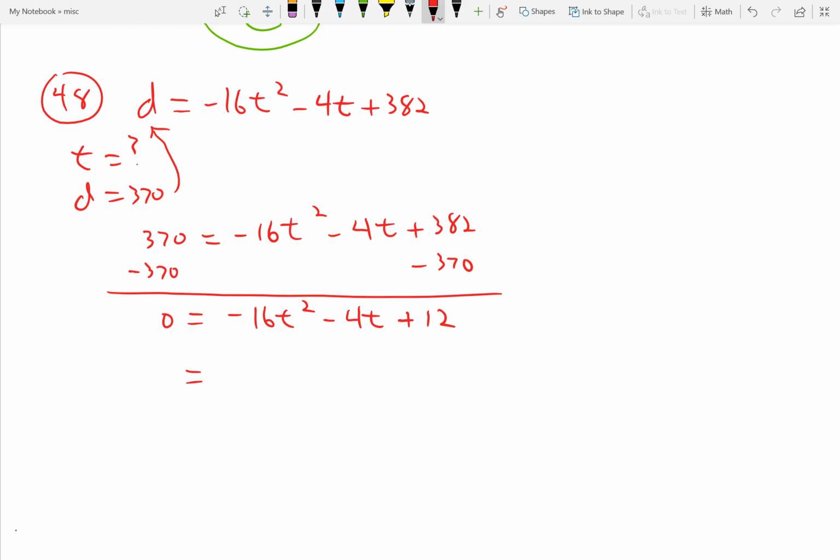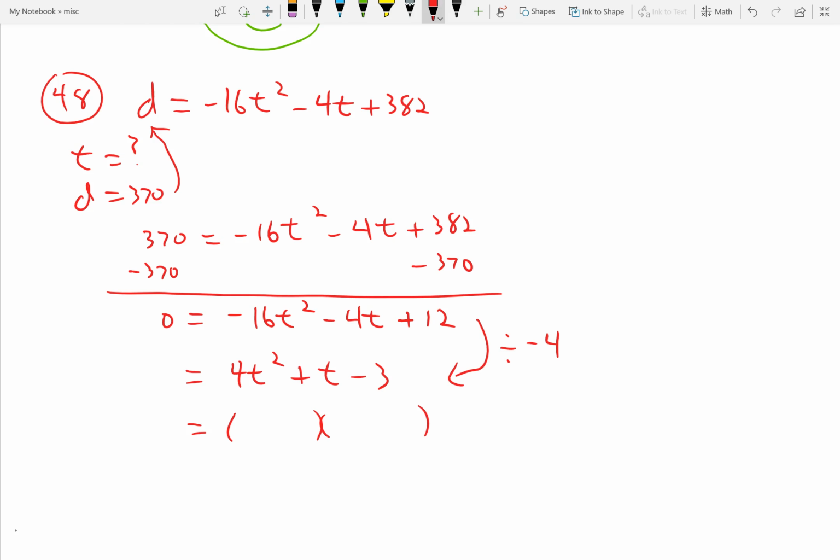So this leaves 4t squared plus t minus 3. From here to here, I divided by negative 4. That was just to give, these all had a common factor of 4, but I wanted a positive coefficient of that squared term. Now we can factor this.